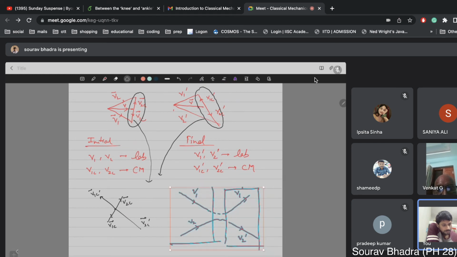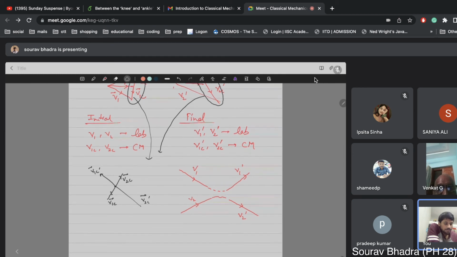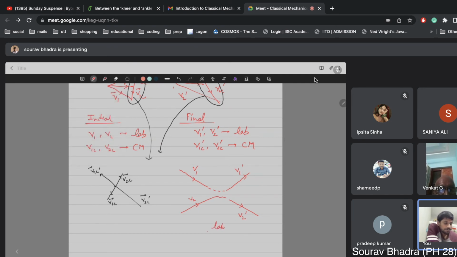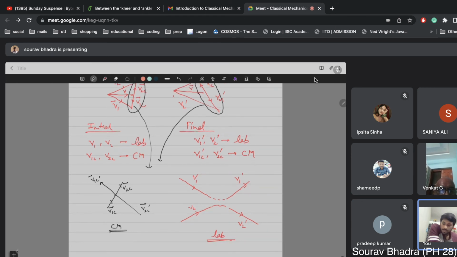Okay, nice. So you can see this was the two situation, right? It was in the lab frame before and after collision, and it was in the center of mass frame before and after collision. So you can see the main difference is, in the lab frame v1 was coming from a particular direction, from this direction, and then it was going into another direction, v1 dashed, and similarly v2 and v2 dash.